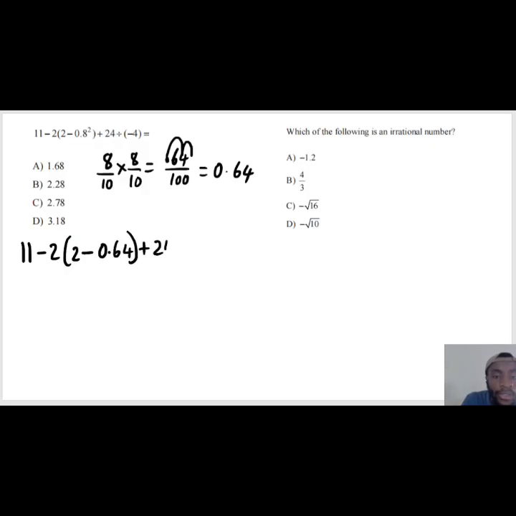So this will give us 0.64 plus 24 divided by what? Minus 4. Now this is 11 minus 2 bracket 2 minus 0.64 will give us what? 1.36. Now, I do 24 divided by minus 4, that's minus 6. So here is minus 6. So this will give us 11.